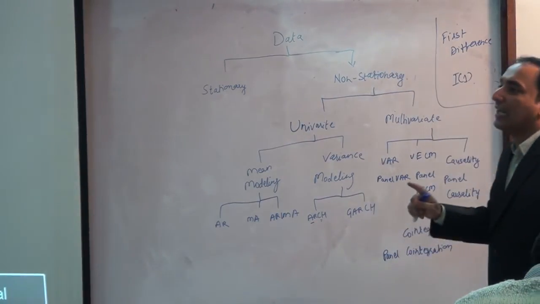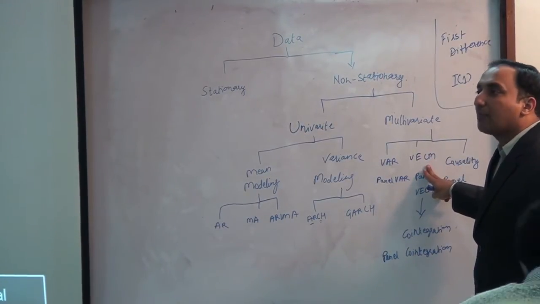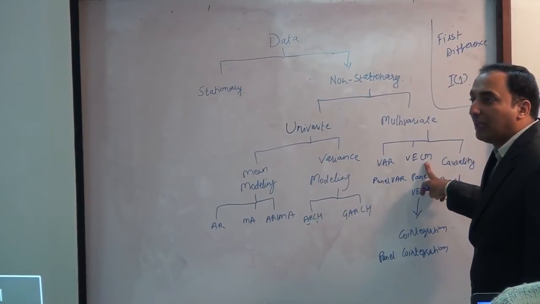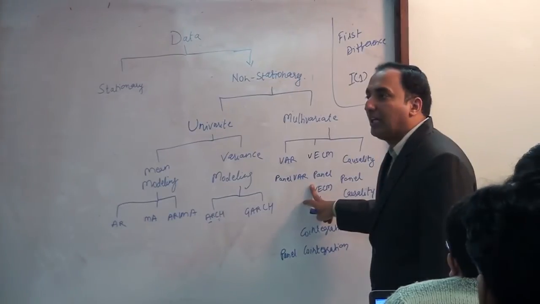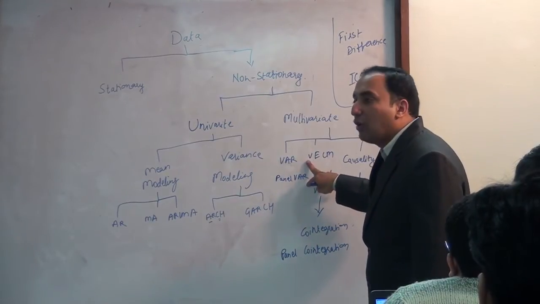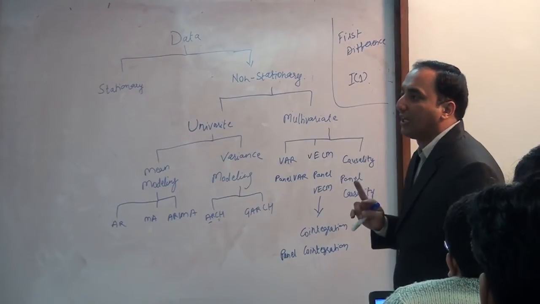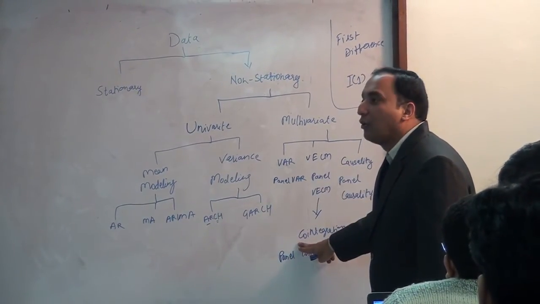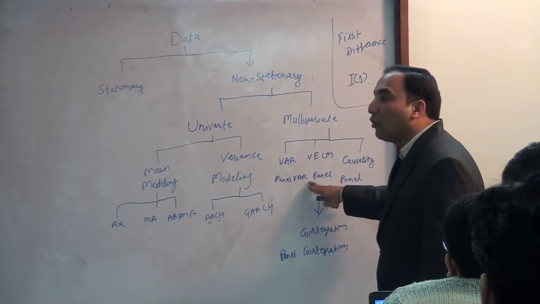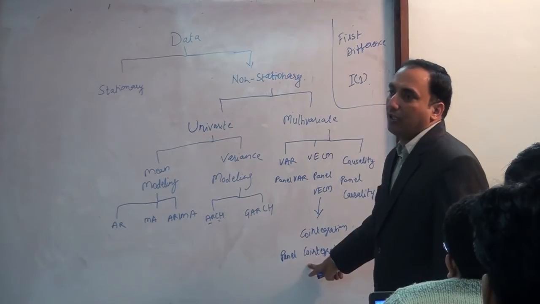Similarly, if it is having an error correction term, I will go for VECM. So if my data is purely time series, I will go for VECM. If my data is a panel data, I will go for panel VECM. And after doing VECM, the final stage is to see co-integration. So if I am doing VECM, I will be doing co-integration. If I am doing panel VECM, I will be doing the panel co-integration.